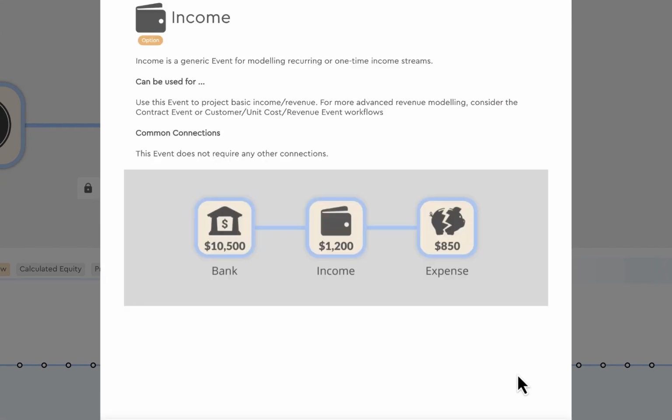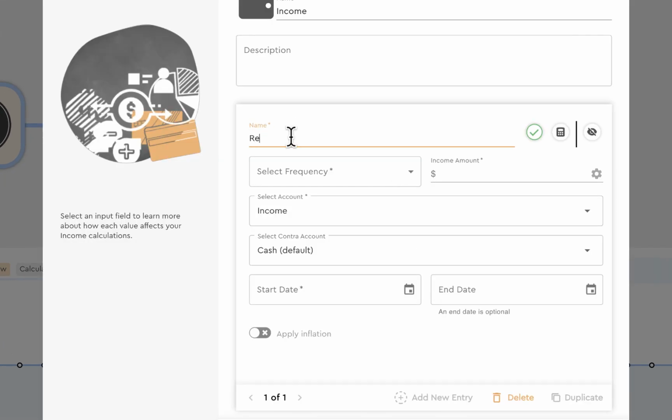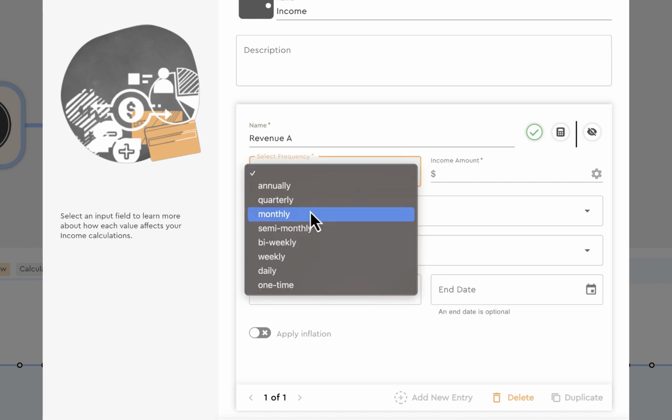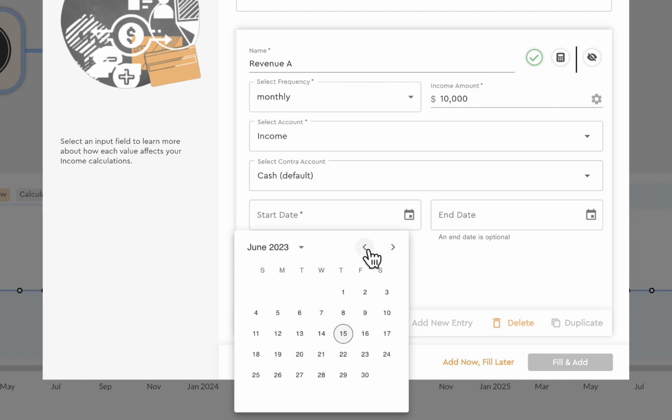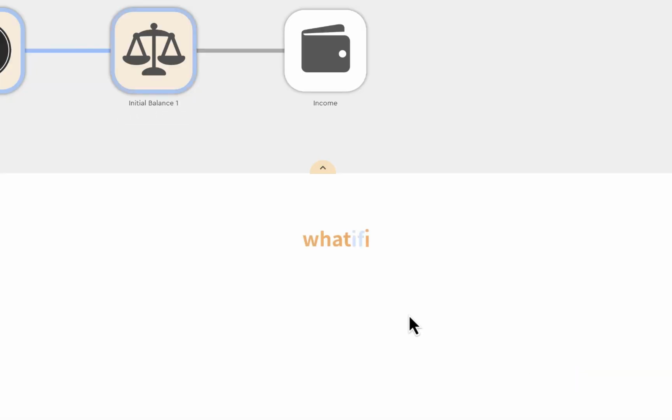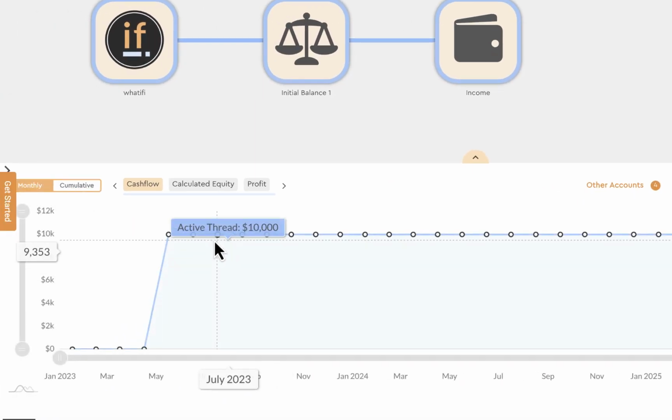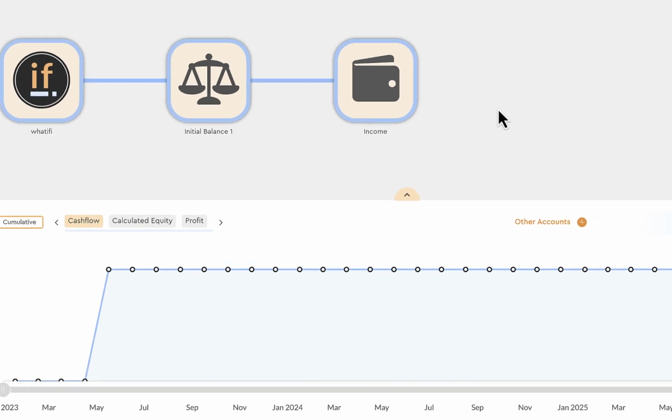Next, we're going to add an income event. For the first one, we're looking at revenue A. It is a monthly income, $10,000, and we're going to give it a start date of May. Here you can see both monthly and or cumulatively what that looks like.